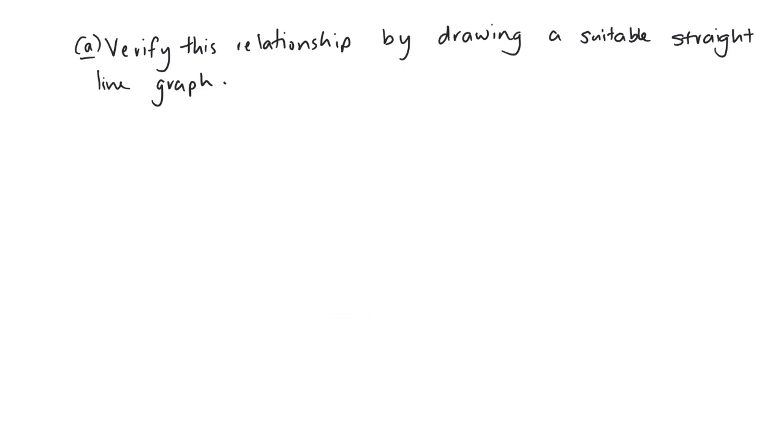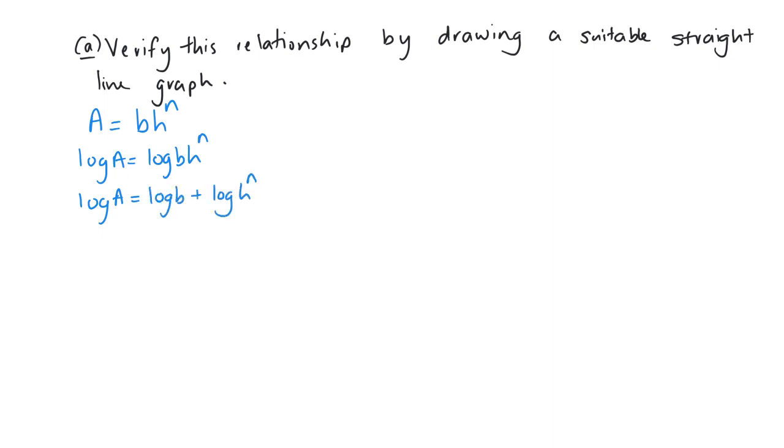Part A then, verify this relationship by drawing a suitable straight line graph. So the relationship that Willow thinks exists is A equals BH to the power of n. So we take logs at both sides, and hopefully you can see the similarity now of this question to the last question. We use our rules of logs to separate the right hand side out. Then I'm going to bring the n down, and I'm going to write it first.